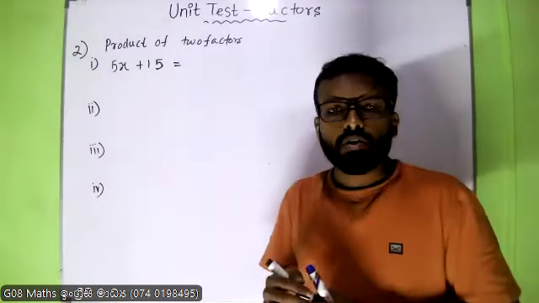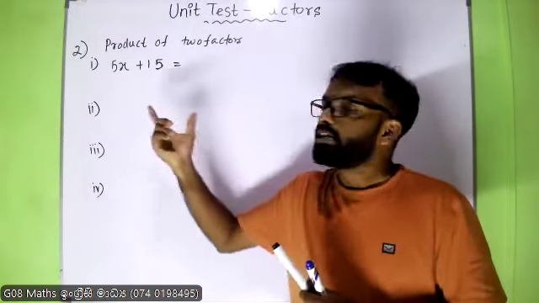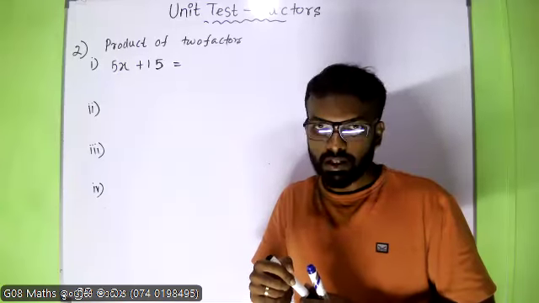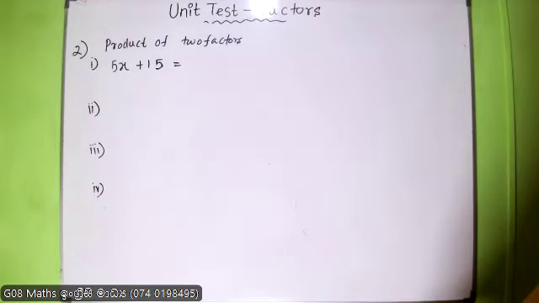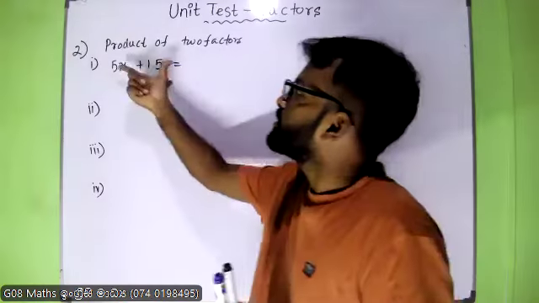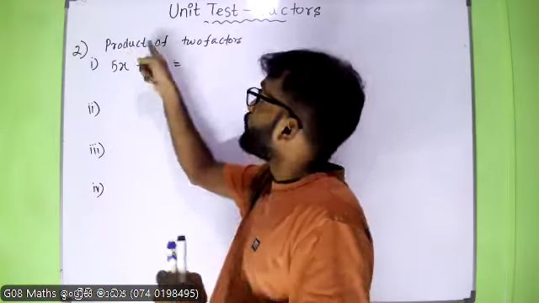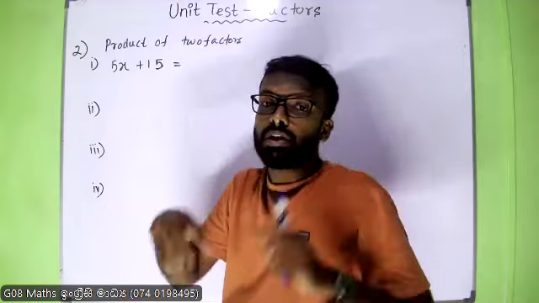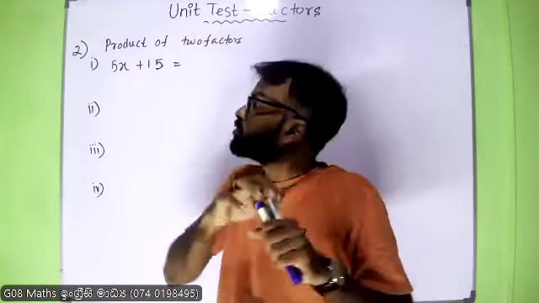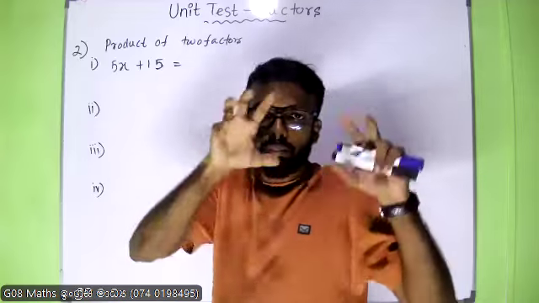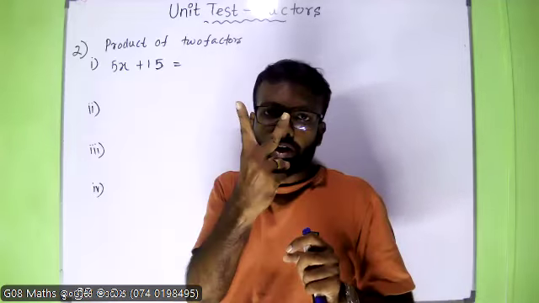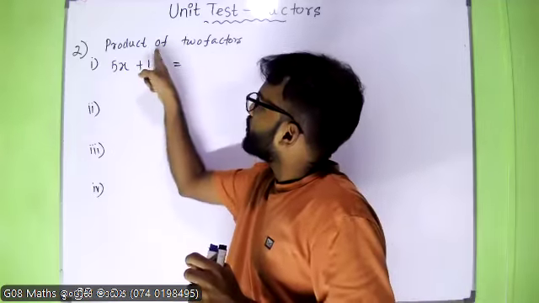So we did this earlier. I am hearing a noise. So how do you write this as a product of two factors? There should only be two factors, the first factor multiplied by the other factor.